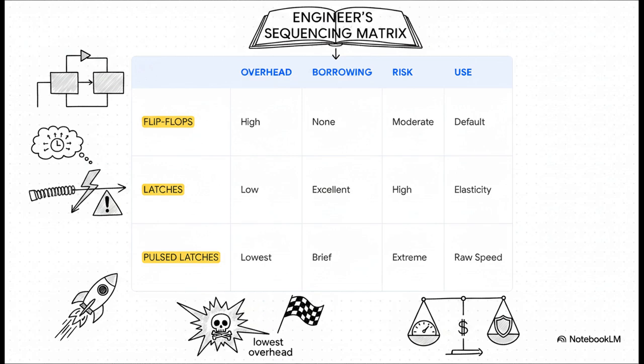Flip-flops, they're your default choice. They're safe, they're simple, but they're not the absolute fastest. Then you've got transparent latches. They're amazing at borrowing time, which can make your chip faster, but they have a much higher risk of those catastrophic hold time failures. And then you have the speed demons, pulsed latches: lowest overhead, pure speed, but they come with a massive risk. It's this constant, delicate dance between raw speed, power consumption, and just basic safety.